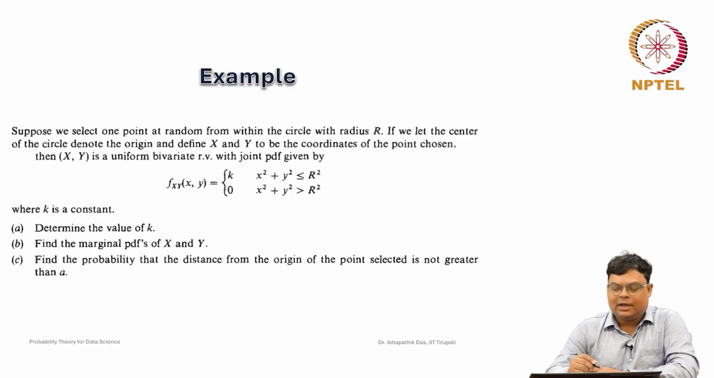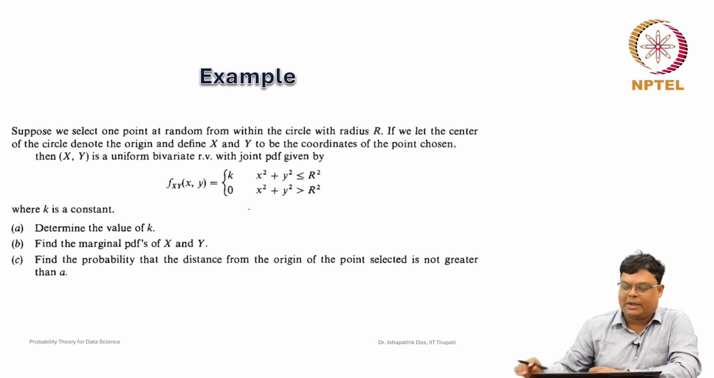Let us discuss another example for joint probability density function. Suppose we select one point at random from within the circle with radius r. If we let the center of the circle denote the origin, define x and y to be the coordinates of the point chosen. Then (X, Y) is a uniform bivariate random variable with joint probability density function given by this.